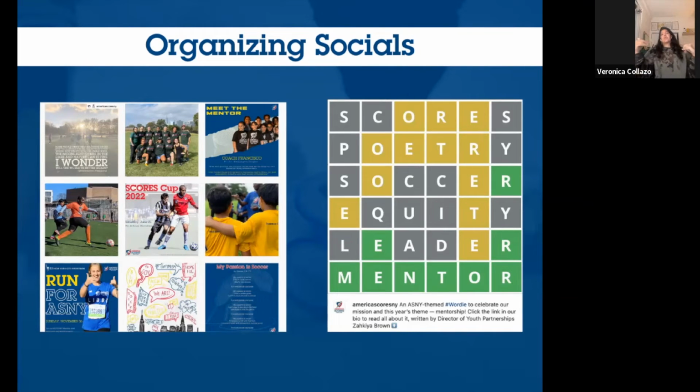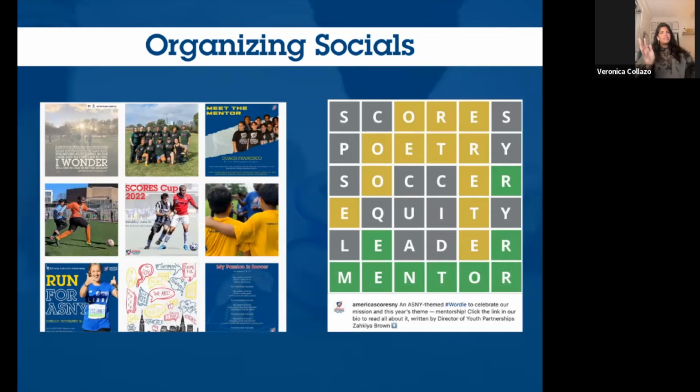But we used all these words that people associate with America Scores. So scores, poetry, soccer, equity, leader, all to come to mentor, which you've heard me talk about a million times already, which was our big theme for the year. And it was an opportunity to plug our campaign while engaging people with something they were seeing all the time that they were familiar with, but they weren't familiar with in this context. So we were able to take something like pop culture and make it fit us, which was a really fun thing to do. And I hope people appreciated it as much as I enjoyed creating it.